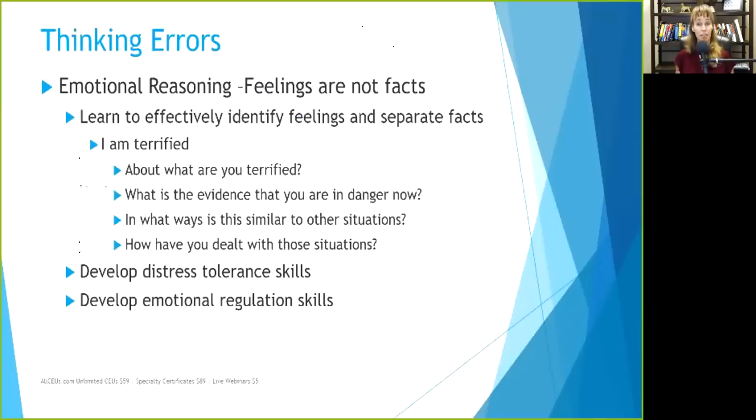So if somebody says, I'm terrified, okay, that is a feeling. What are the facts supporting that feeling? Why are you terrified? What is the evidence that you are in some sort of danger right now? And danger may not be the right word for your client at that particular point in time, but what's the evidence that there's a threat? In what ways is this similar to other situations? Maybe it's triggering something from the past that was really, really scary, or you were too little to be able to handle it, but you can handle it now. And how have you dealt with similar situations like this in the past?